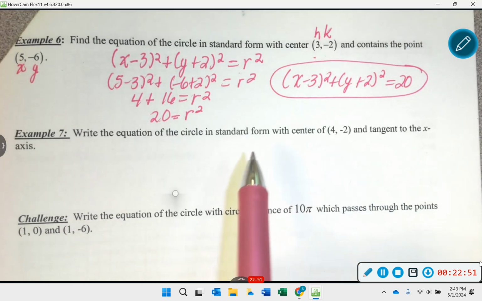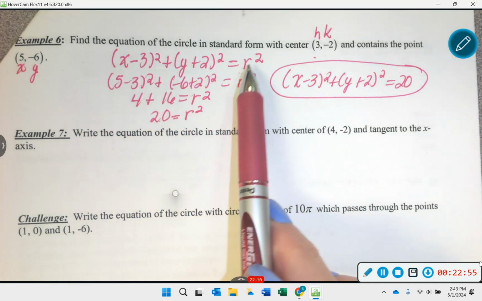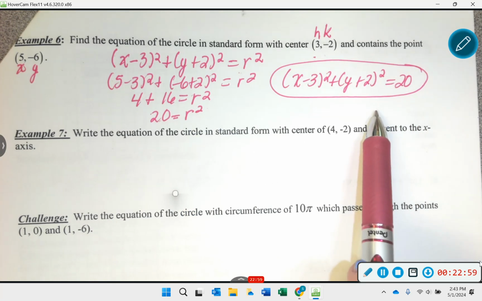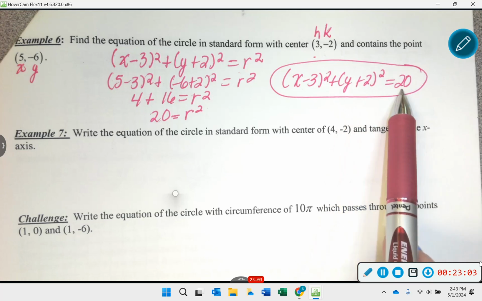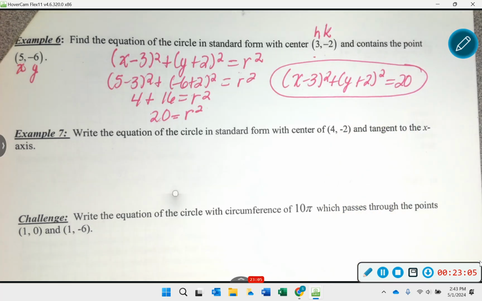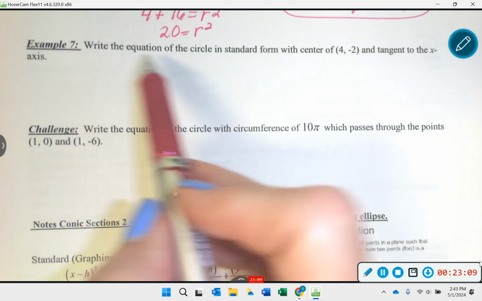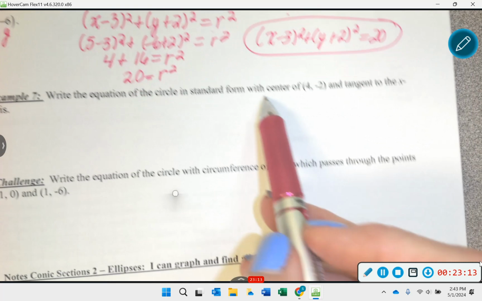Okay? My formula is right here. I knew h, I knew k, and now I just found r squared, and that's what I needed to finish the equation. To have the equation, we need to know h, k, and r squared. Questions?